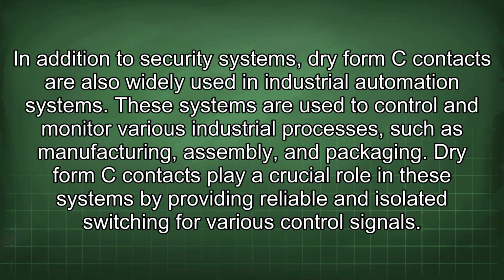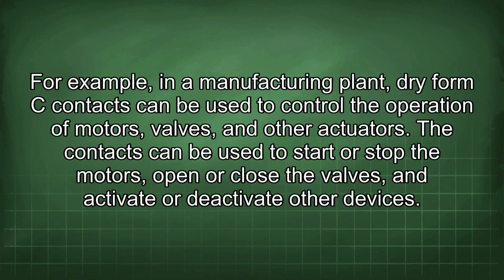In addition to security systems, dry form C contacts are also widely used in industrial automation systems. These systems are used to control and monitor various industrial processes, such as manufacturing, assembly, and packaging. Dry form C contacts play a crucial role in these systems by providing reliable and isolated switching for various control signals. For example, in a manufacturing plant, dry form C contacts can be used to control the operation of motors, valves, and other actuators.